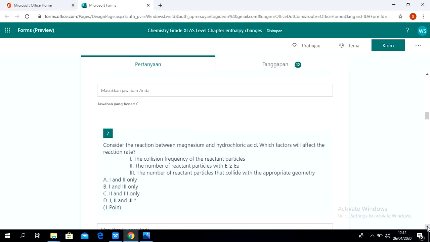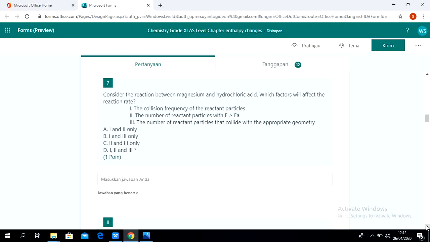Next question. Consider the reaction between magnesium and hydrochloric acid. Which factor will affect the reaction rate? Let's see from options 1, 2, and 3. 1. The collision frequency of the reactant particles. There must be collision frequency of the reactant particles. What are the reactants here? Magnesium and hydrochloric acid. They contain particles, so the particle collision is important.